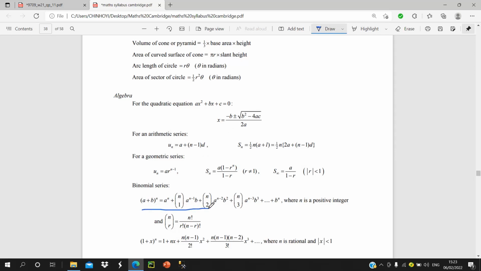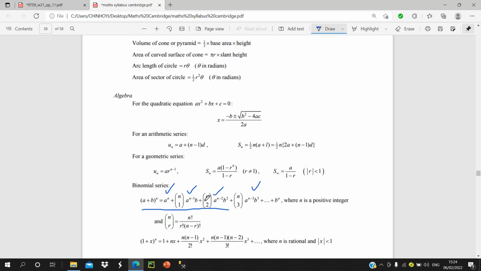This is our binomial expansion, whereby if we have a plus b to the power of n, it is the same as a to the power of n plus n choose 1, a to the power of n minus 1, then b, taking this one. But we want the first 4 terms, so this is the first, this one is the second, this one is the third, and this one is the fourth, plus and so on. We only need the first 4 terms, so we are going to use this formula.